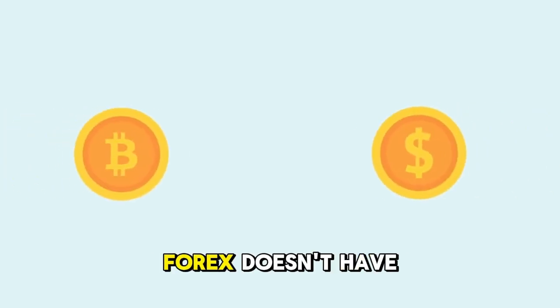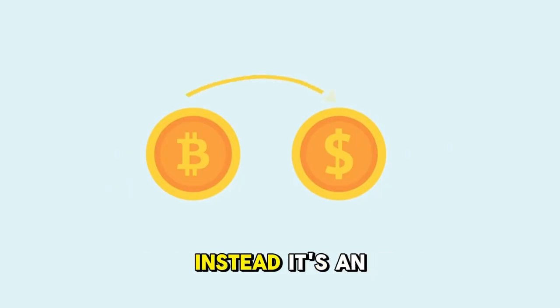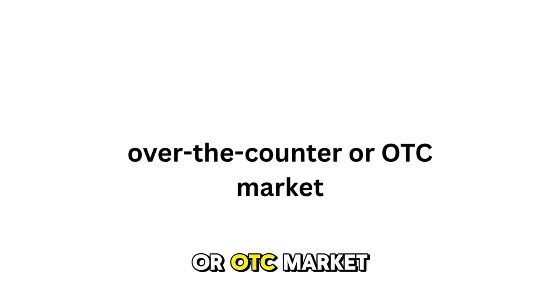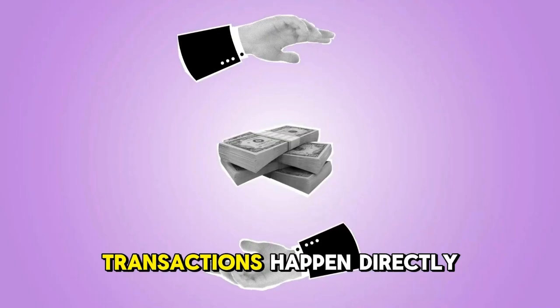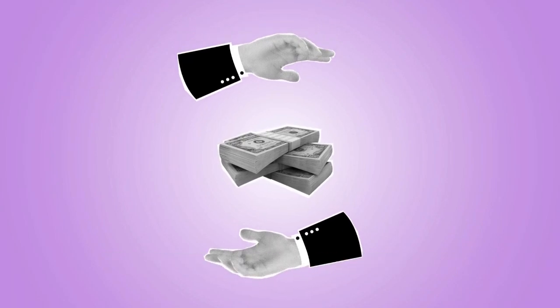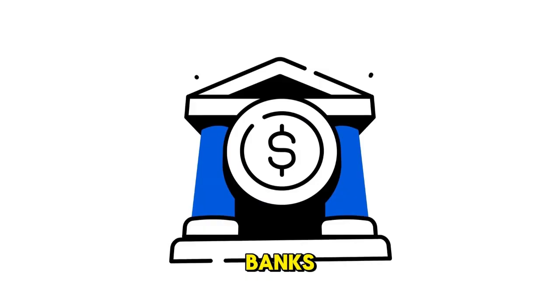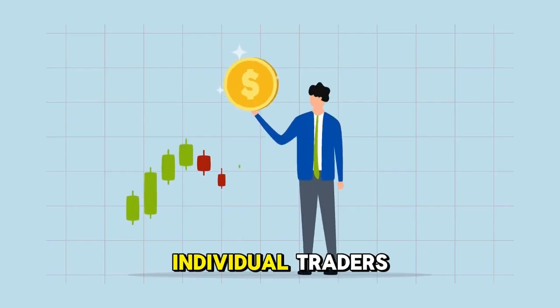Unlike stock markets, Forex doesn't have a centralized exchange. Instead, it's an over-the-counter, or OTC, market, meaning transactions happen directly between participants, primarily through a global network of banks, financial institutions, and individual traders.